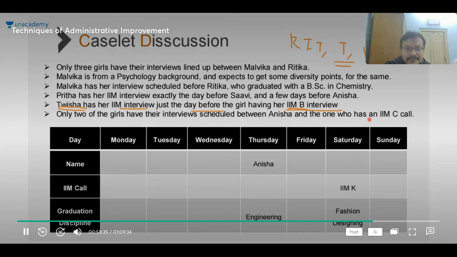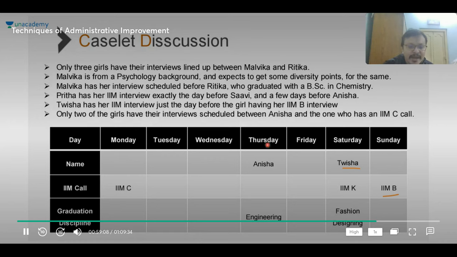Friday, Saturday, or Sunday? Since Twisha's interview is the day before the girl having an IIM Bangalore interview, it obviously cannot be Sunday, because Sunday is the last day, so it cannot be before anybody else's. It cannot be Friday either, because Saturday is IIM Kolvi Kaur, not the day before IIM Bangalore. So the only option for Twisha is Saturday, and the Sunday interview is for the IIM Bangalore girl. That is the only possibility remaining.